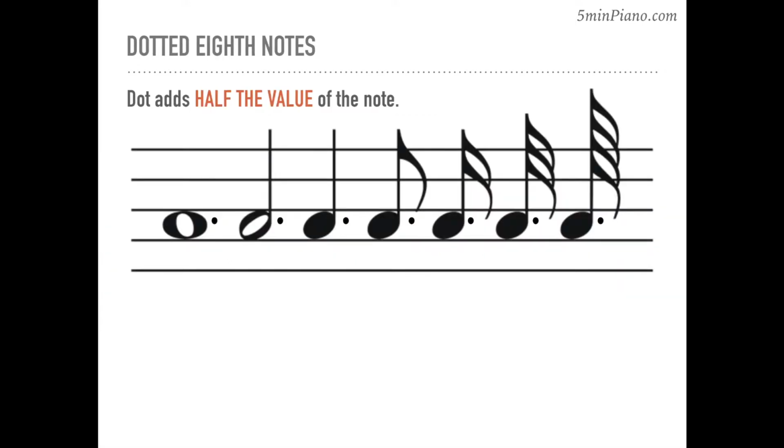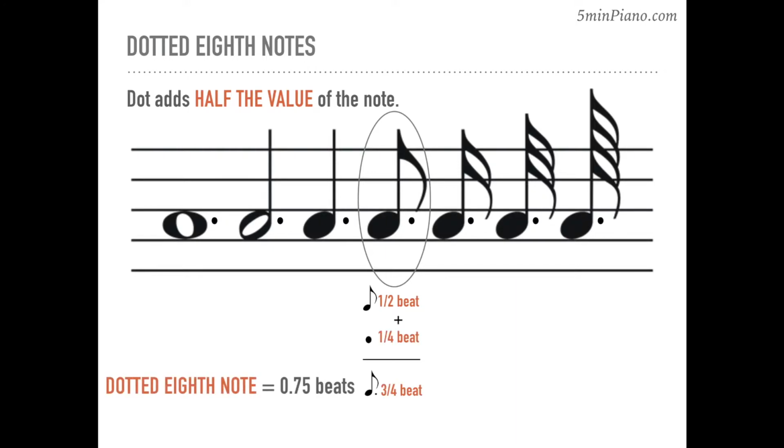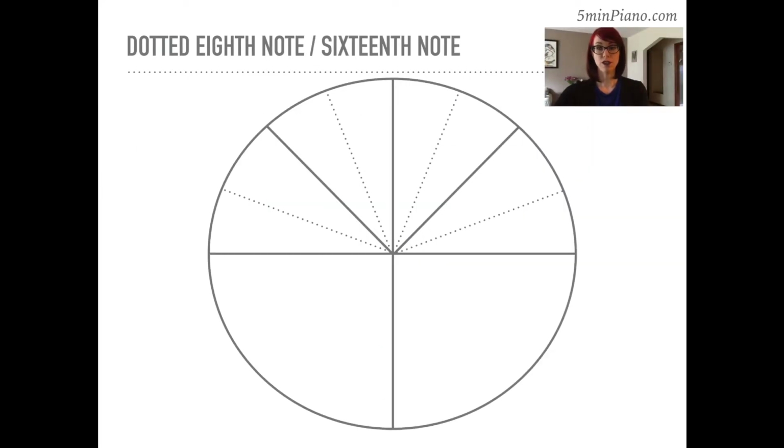As you recall, a dot adds half of the value to the note. An eighth note gets half of a beat, plus half of that, a quarter of a beat, equals 3/4. So a dotted eighth note gets 3/4 of a beat. Let's go back to the chart to visualize this.